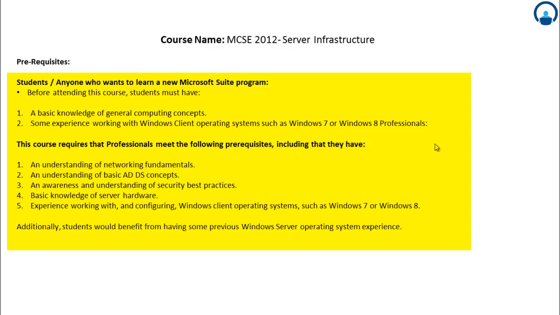Professionals. This course requires that professionals meet the following prerequisites, including that they have first, an understanding of networking fundamentals. Second, an understanding of basic ADDS concepts. Third, an awareness and understanding of security best practices. Fourth, basic knowledge of server hardware. Fifth, experience working with and configuring Windows client operating systems such as Windows 7 or Windows 8. Additionally, students would benefit from having some previous Windows Server operating system experience.